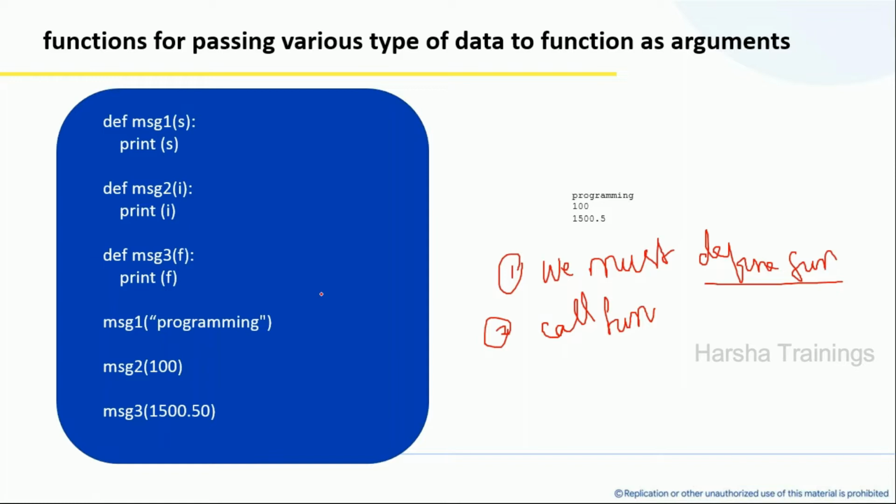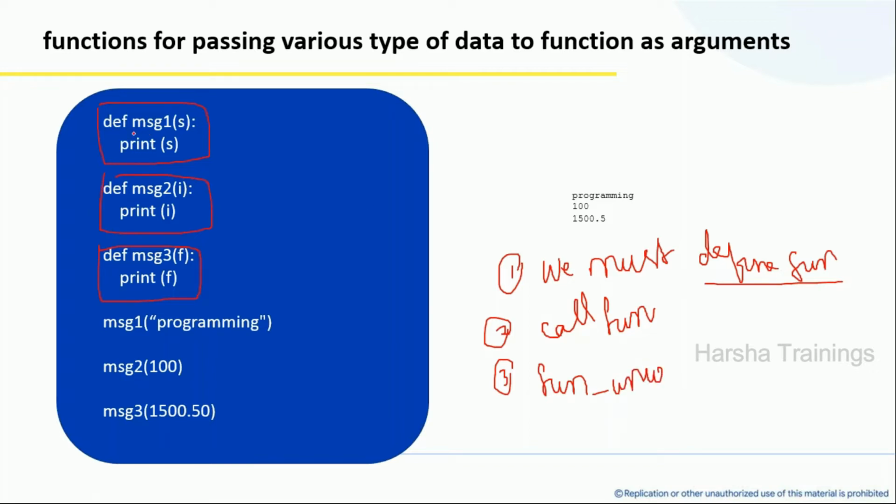Now let us look at this. I am having three function definitions. This is my first function definition, this is my second function definition, and this is my third function definition. No two functions should have the same name. The third rule is that every function should be unique.